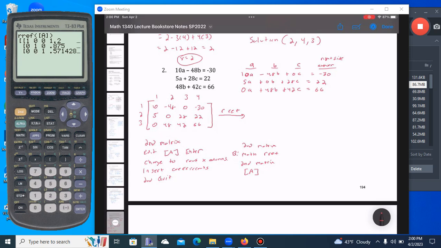Now, how the solution looks: you'll have 1, 0, 0, 0, 1, 0, 0, 0, 1. And then that would be your x, y, and your z. And then you have your solution 1.2, 0.875, 0.571428. Okay. These are decimals. I may be able to convert it to fractions. Let me see.